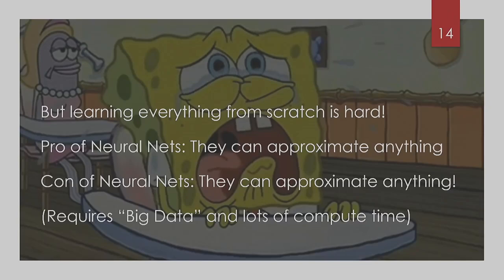Now the difficulty with neural networks is that they can do everything, right? They can learn from scratch from any data set. So the pro of a neural network is that if you have a very high dimensional problem, no matter what function was there, it can learn to be it. And the con is that it can literally do everything, and therefore it doesn't do anything particularly well, right?